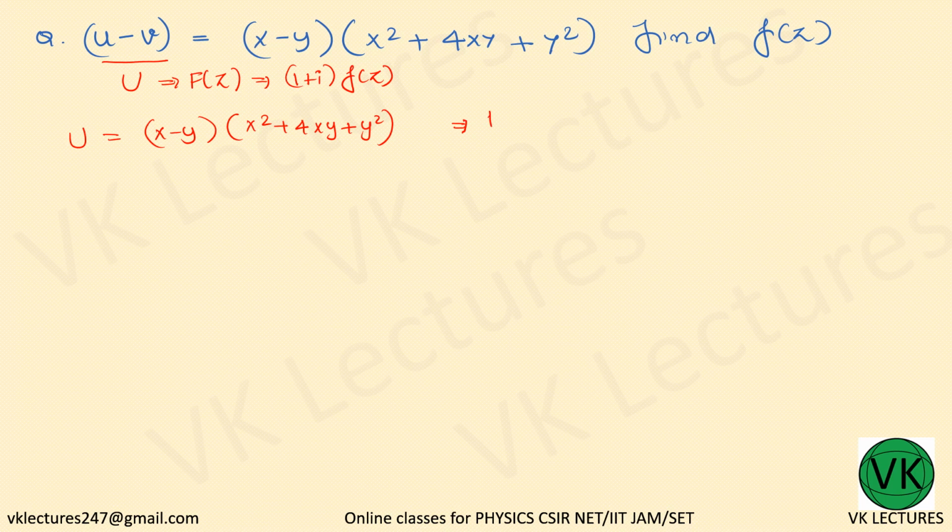F(z) is equal to the integral of ∂u/∂x at x equal to z and y equal to 0 dz, plus i, the minus sign, ∂u/∂y dz. This is also at x equal to z and y equal to 0.